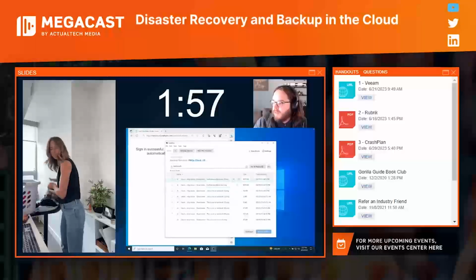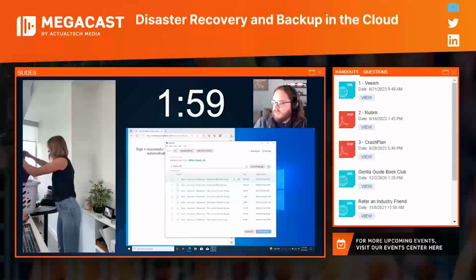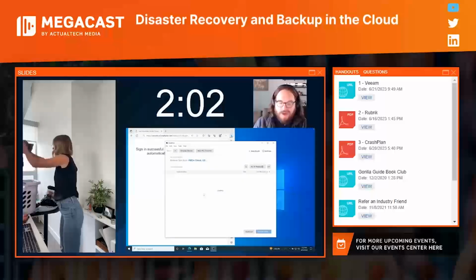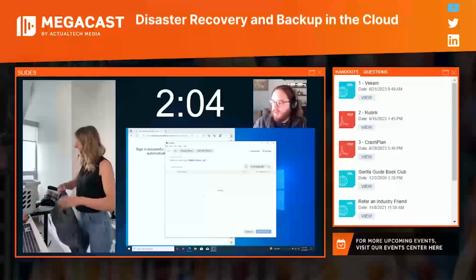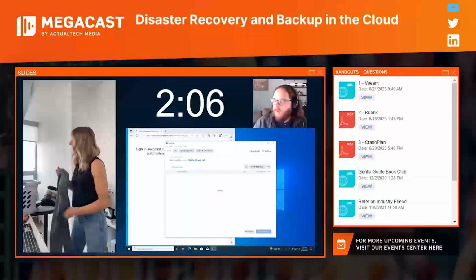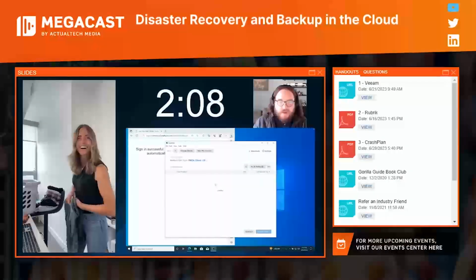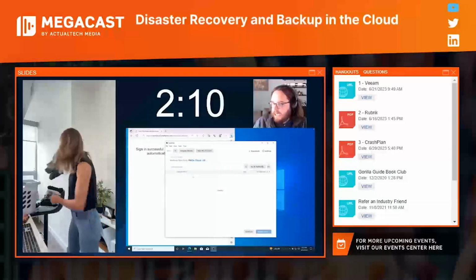So I can either select a previous version here. I can see all of my versions of my file that will pop up here in just a second. Or I can just download the most recent version as it existed on my system. I am waiting for this to load.